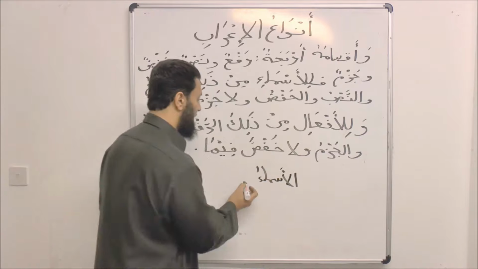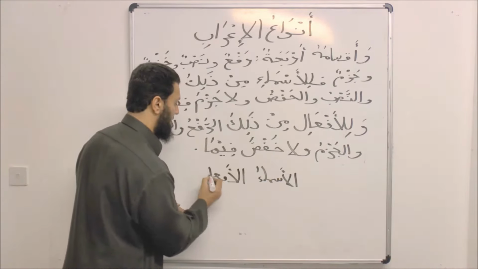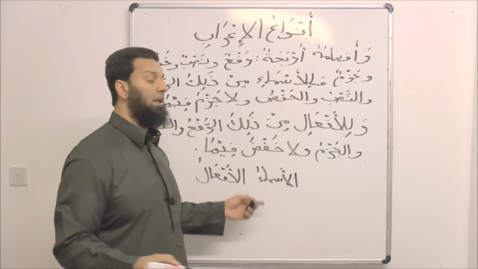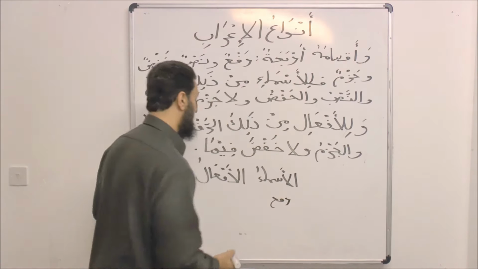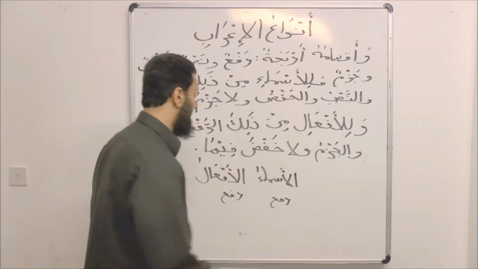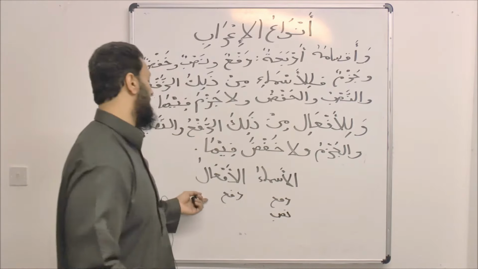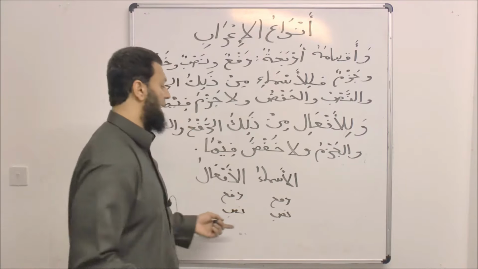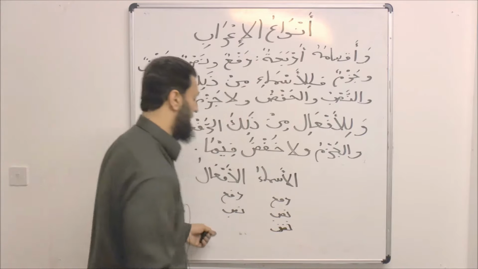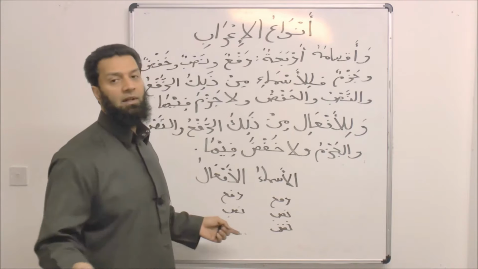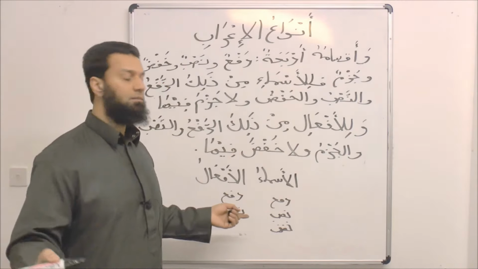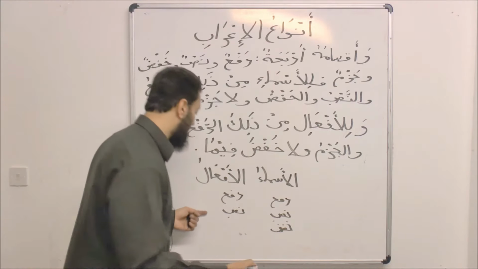Can we have raf' on al-asma'? Yes. Can we have raf' on al-af'al? Yes. Can we have nasb on al-asma'? Yes. Can we have nasb on al-af'al? Yes. Can we have khafd on al-asma'? Yes. Can we have khafd on al-af'al? No. Can we have jazm on al-asma'? No. Can we have jazm on al-af'al? Yes.